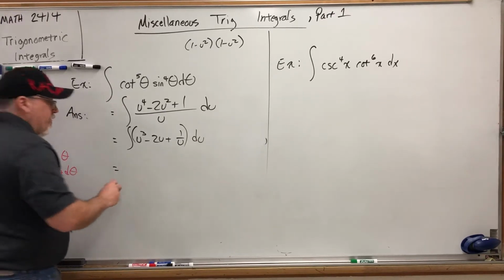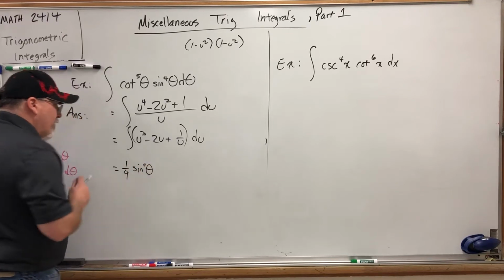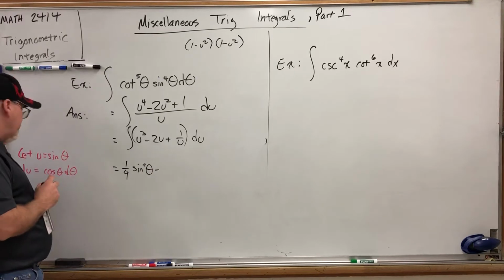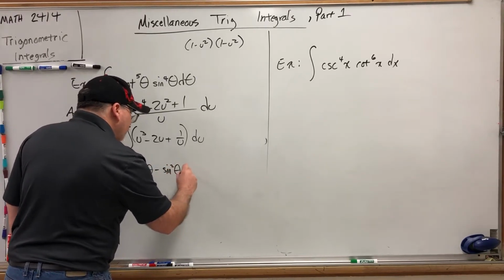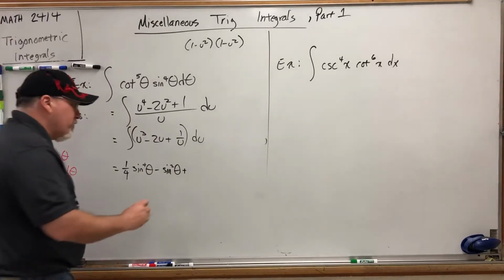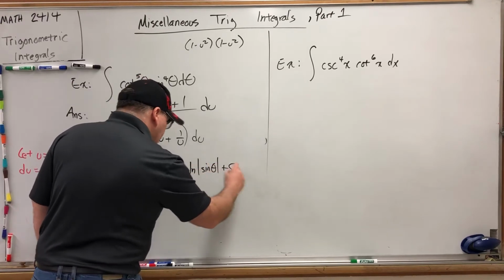The integral of u to the third is 1/4 u to the fourth, so undo the substitution to get 1/4 sine to the fourth theta, minus the integral of 2u is u squared, so it's going to be sine squared theta, plus the integral of 1 over u is the natural log of the absolute value of u, so the natural log of the absolute value of sine theta, plus c.